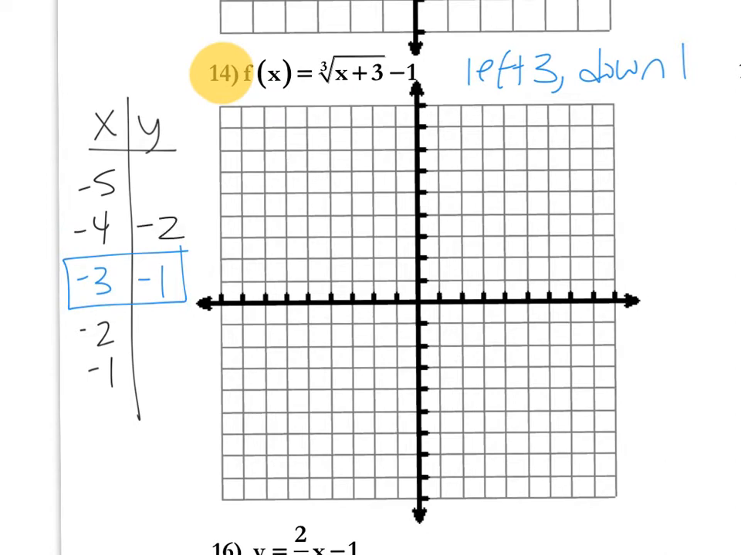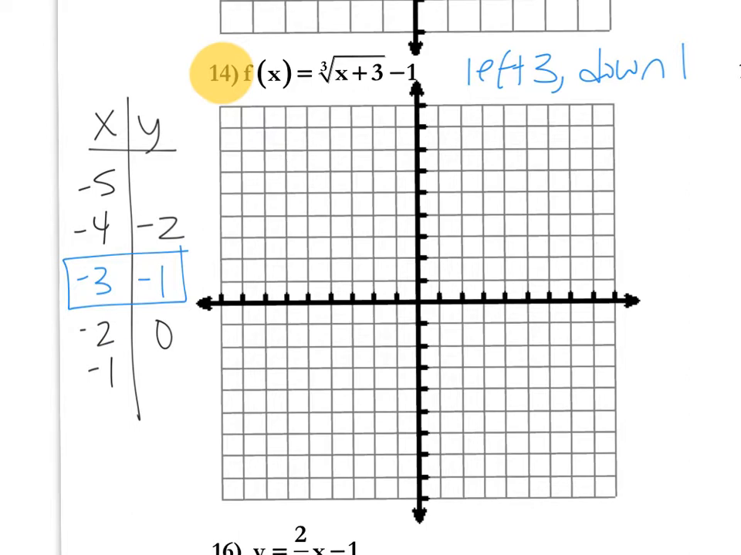Minus 1 is negative 2. When I plug in negative 2 here, I get 1 minus 1, which is 0. Now if I do my next point, here's where it gets a little bit harder. If I plug in negative 5 here, I can't cube root negative 2. So that's actually not a good number to plug in.